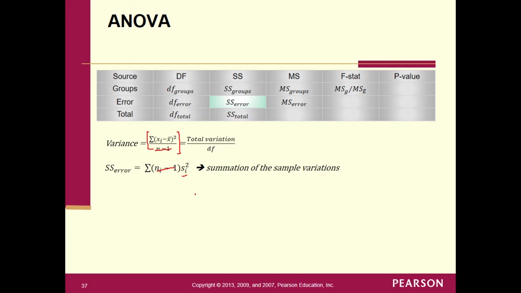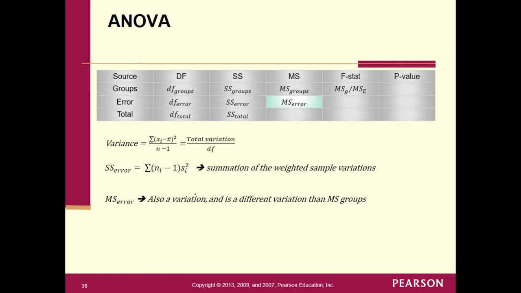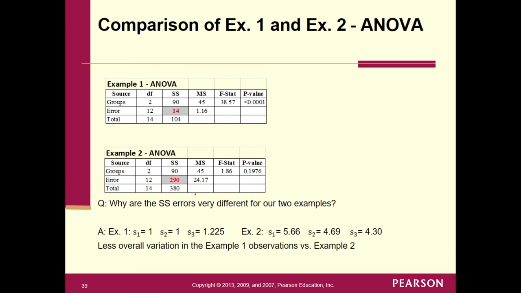And it's the summation of that. So kind of think about it, all right? But it's the summation of the sample variations. That's all it would turn into. And so MS error is also a variation and is a different variation than MS groups. This is actually measuring the different variation within the different groups, okay? And we're kind of bringing them together, we're kind of pulling them together. That's what's happening here. We're pulling them together, right?